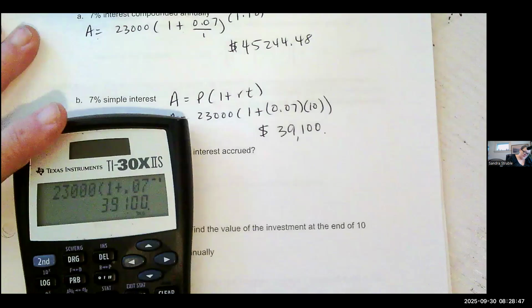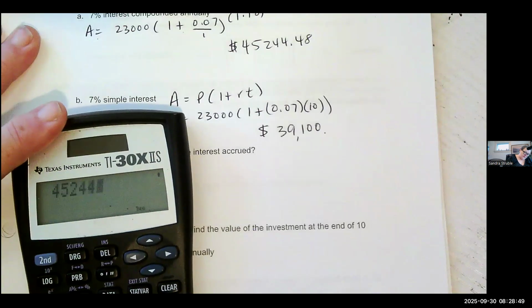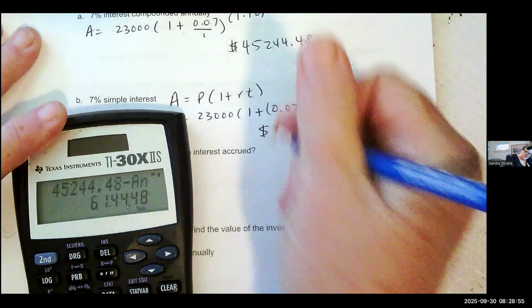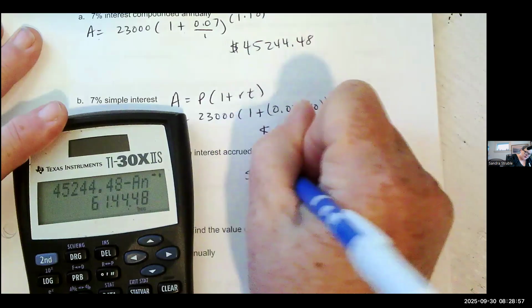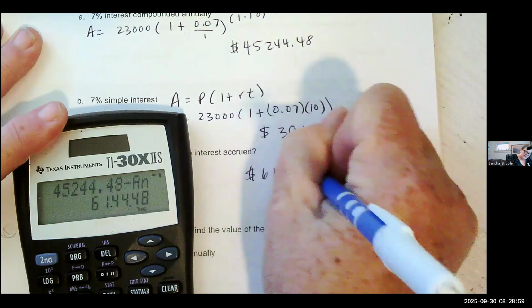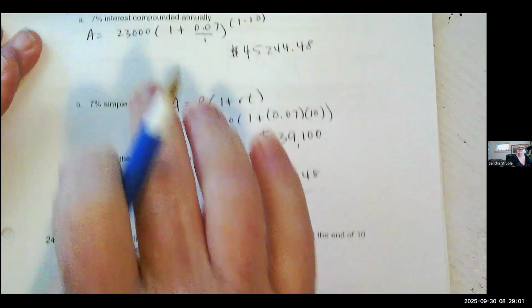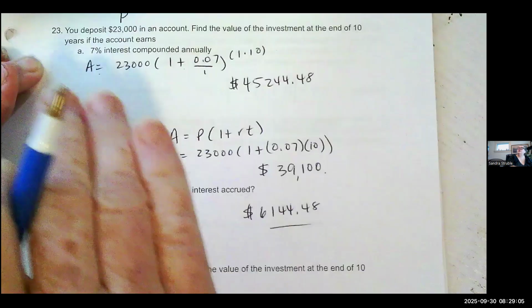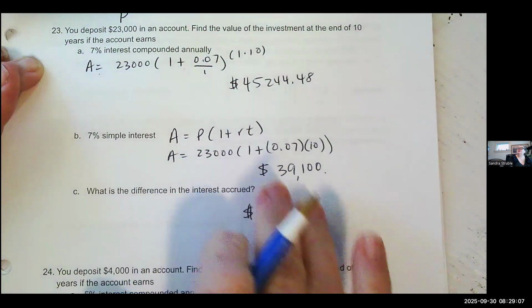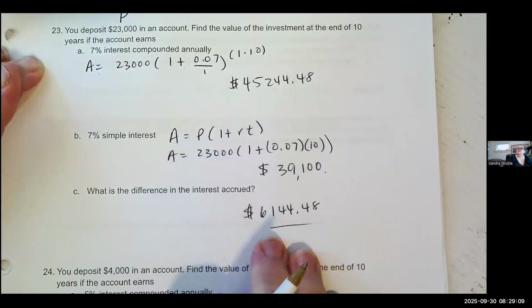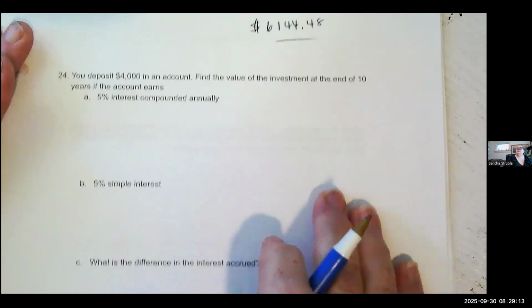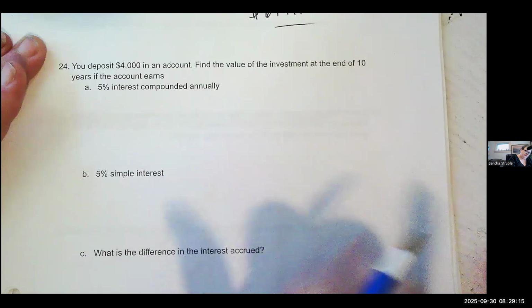And then it says, what is the difference? Well, you subtract them. 45,244.48 minus the 39,100, and the difference is $6,144.48. Shows you that compound interest is substantially better than simple interest because over 10 years, look, you got $6,000 more with compounded versus simple. No one uses simple. All right, pause the video and do this next one yourself, and then come back.